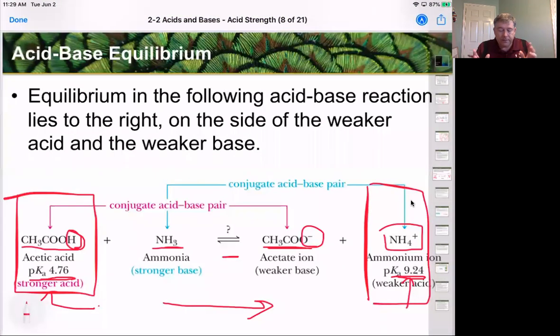Okay, so let's get that set in our head. The lower the number, the stronger the acid. The equilibrium is going to lie in the direction of the weaker acid.